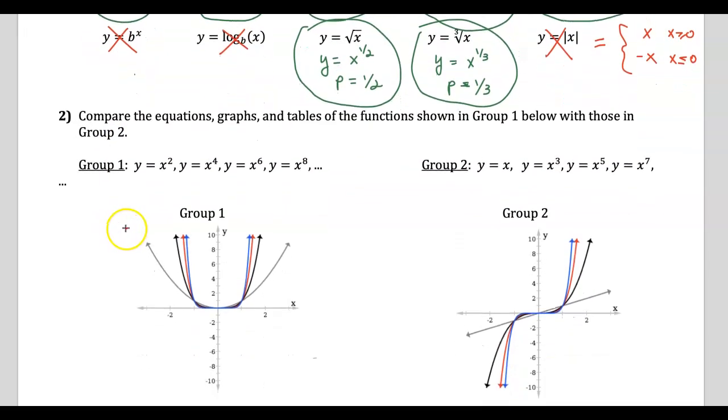Now we're going to consider graphs of power functions with positive integer exponents. So in group 1, you'll notice we have x squared, x to the 4th power, x to the 6th power, and x to the 8th power, right? Starting on the outside, moving in. And on the right side, you'll notice we have x, which is this line here, y equals x, going through the origin. Then y equals x cubed, y equals x to the 5th, and y equals x to the 7th.